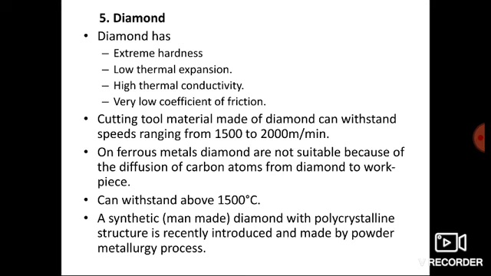A cutting tool made of diamond can withstand speeds ranging from 1500 to 2000 meters per minute. On ferrous metal, diamond is not suitable because of the fusion of carbon atoms from the diamond to the workpiece. It can withstand temperatures above 15 degrees Celsius. So these are the various cutting tool materials.